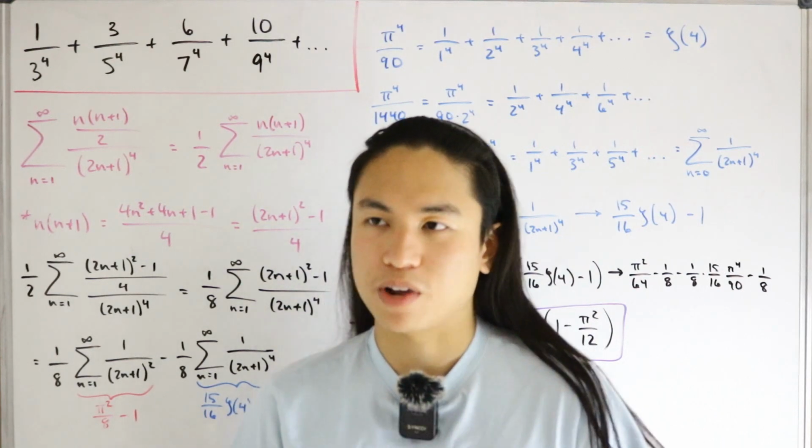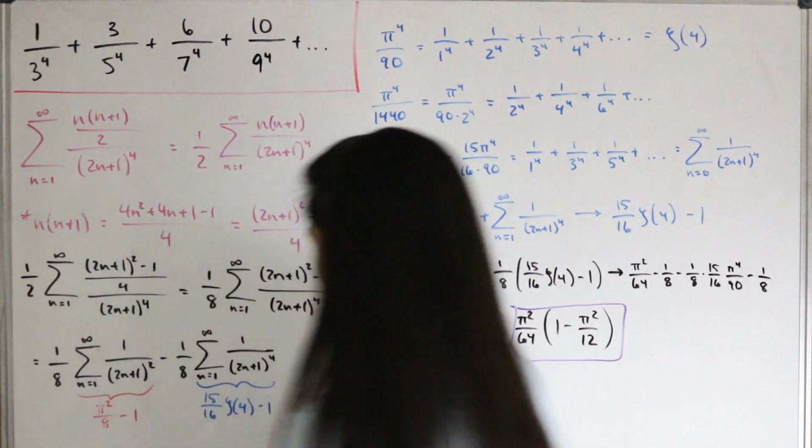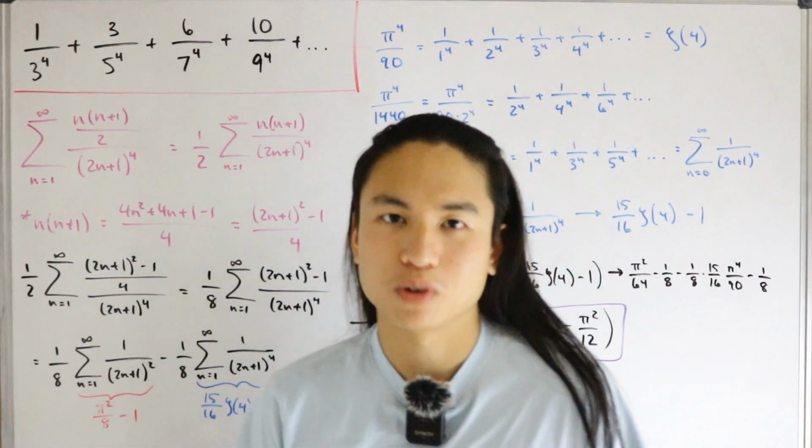So there you have it. We have our special function value, the Riemann zeta of 4, and the Basel problem as well, zeta of 2 for 1. So yeah, that's pretty cool if you ask me.